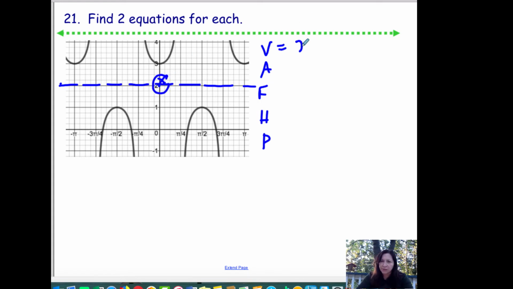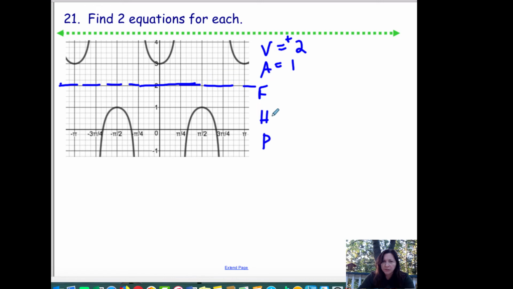So my vertical shift is up 2 or a positive 2. My amplitude from here to here is 1. My frequency, hold on to that thought for a second. Let's put that back here.